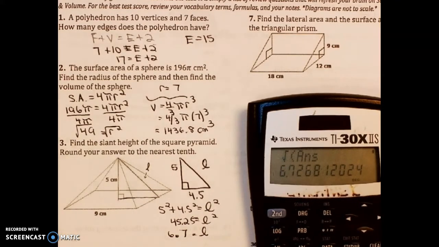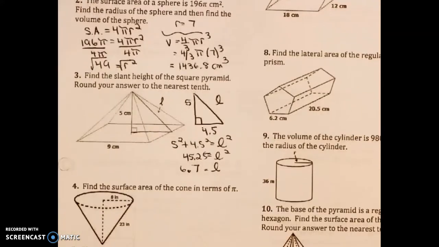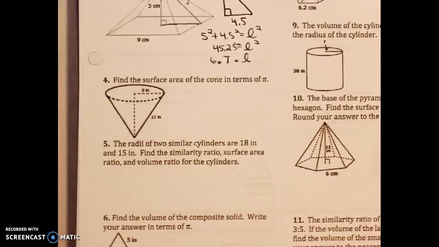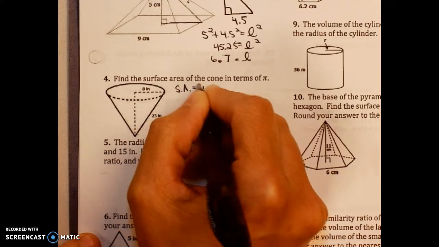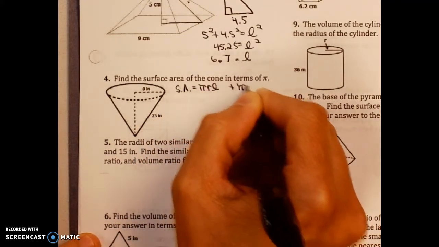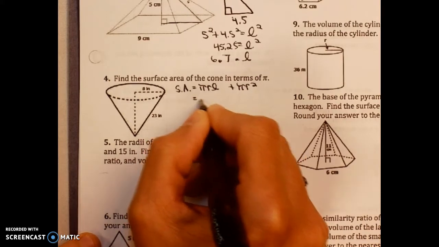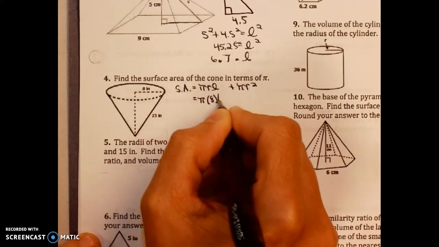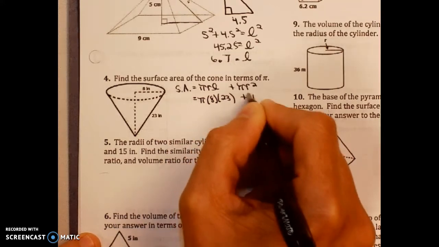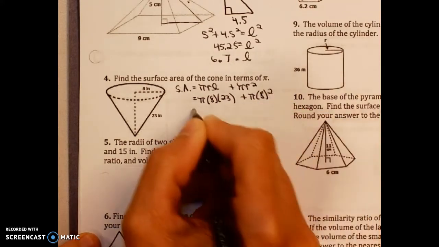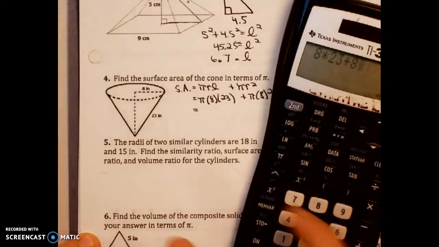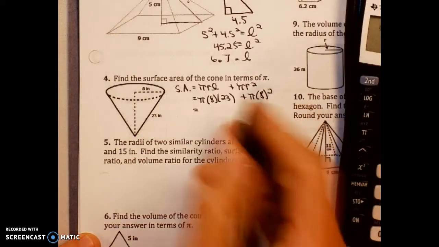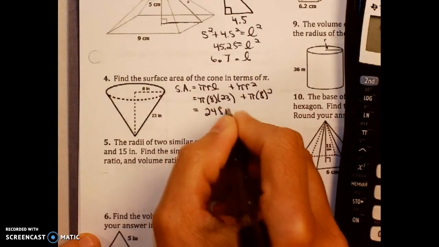Moving on to question 4, it wants us to find the surface area. So if we take a look at our formula for surface area of a cone, it is pi r L plus pi r squared. The nice thing is we have all the information we need. We've got 8 for the radius, 23 for the slant height. Again, 8 for the radius over here. This one says leave it in terms of pi. So 8 times 23 plus 8 squared gives me 248 pi.